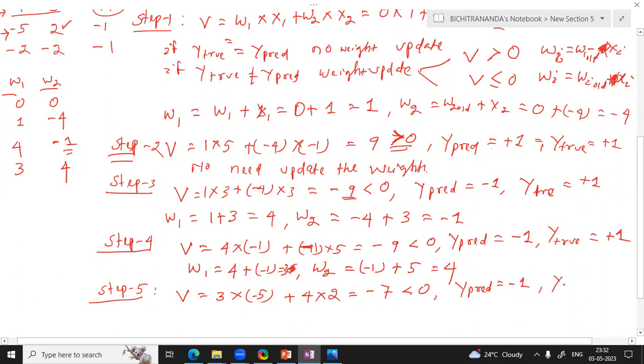And what is the real value, the y true value? True value is also minus 1. You can see here, it's matched. Since y pred is equal to your y true, no updation, no weight updation. So I think 5 steps. So no weight updation happening.